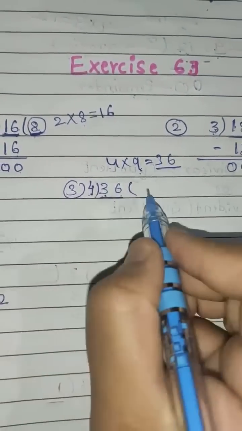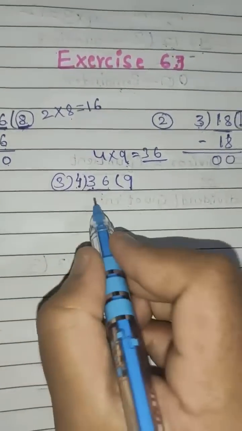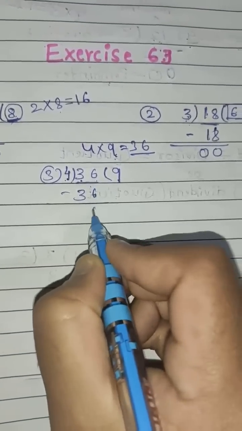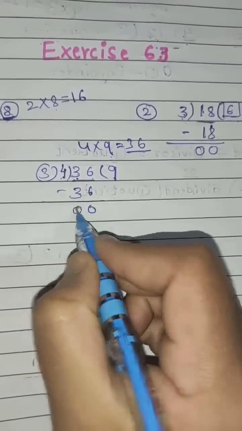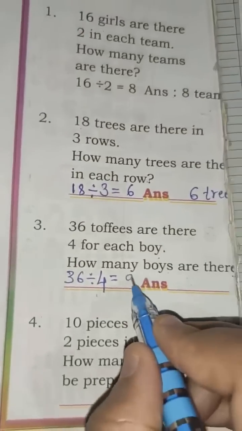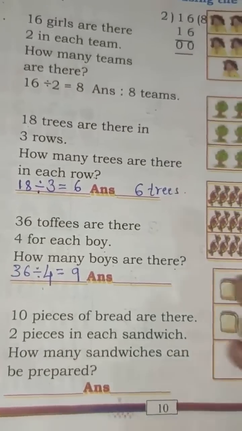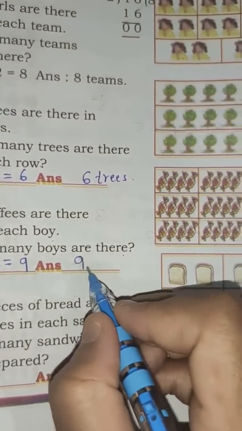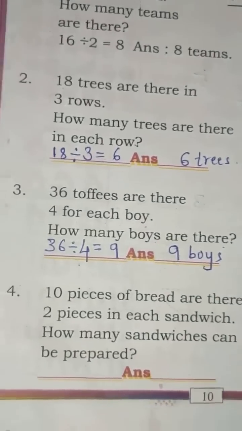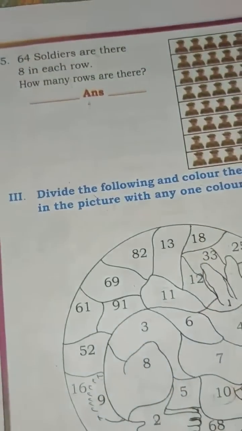So 4 nines are 36. So let's subtract it. 6 minus 6, 0. 3 minus 3, 0. So what is the answer here? 9. So we'll write here 9. So how many boys are there? There are 9 boys. Okay. So in the same way you try to solve the remaining 4th and 5th one by yourself.